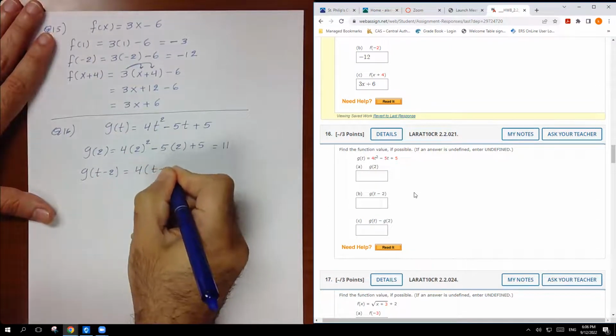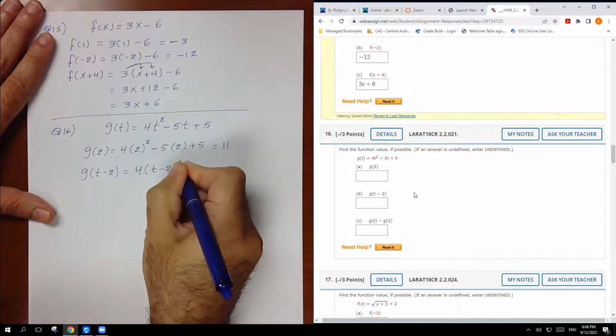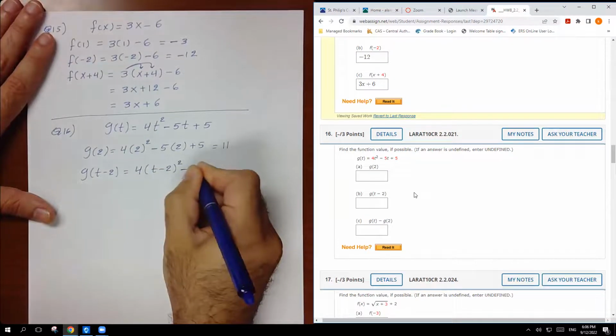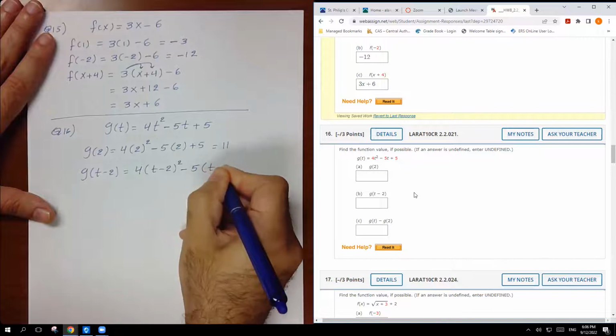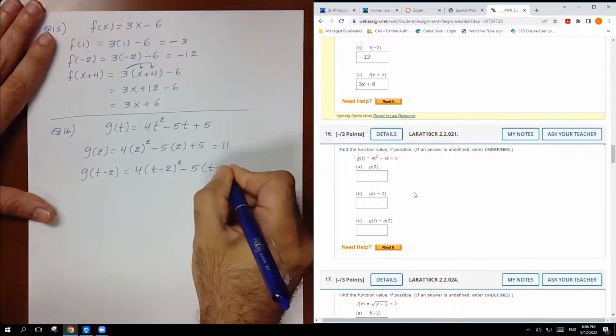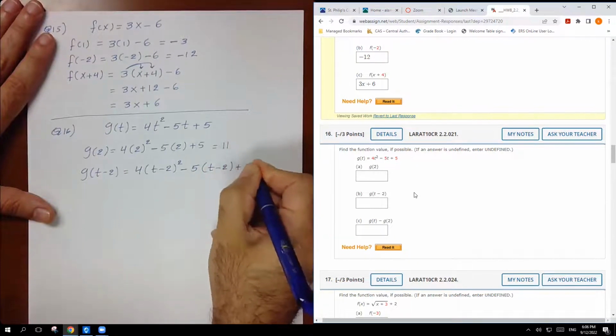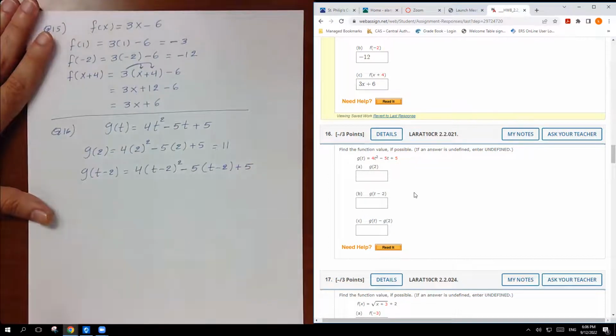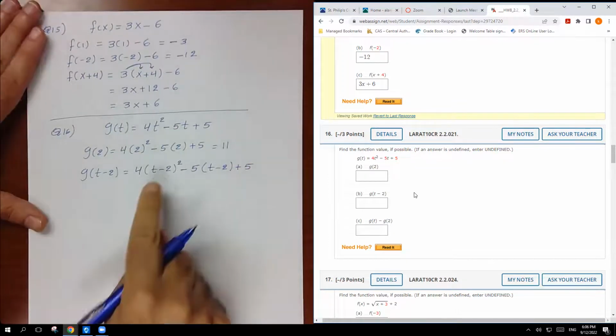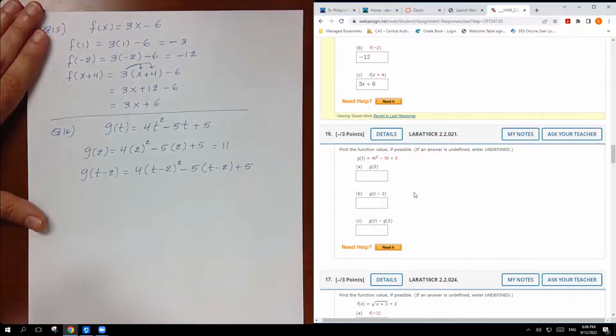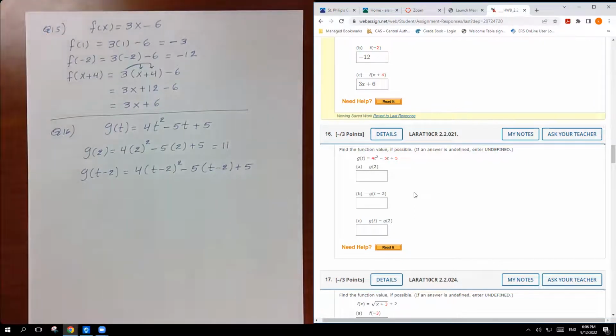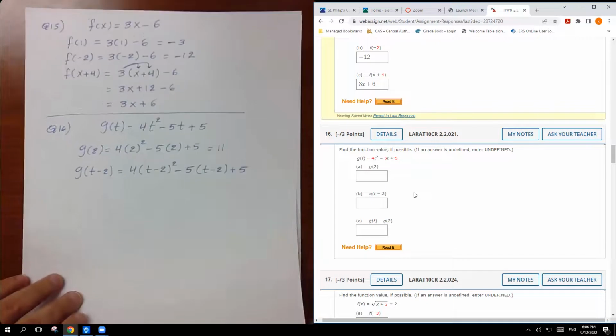Now t minus 2 squared, minus 5 times t minus 2, plus 5. Now this is a little bit different because we have to simplify this one. So before I go to the next part, how are we going to simplify these two parentheses?